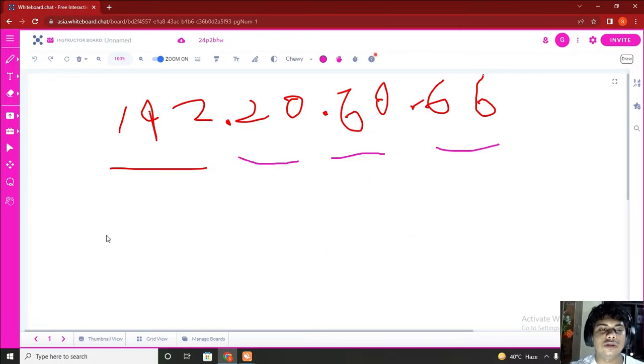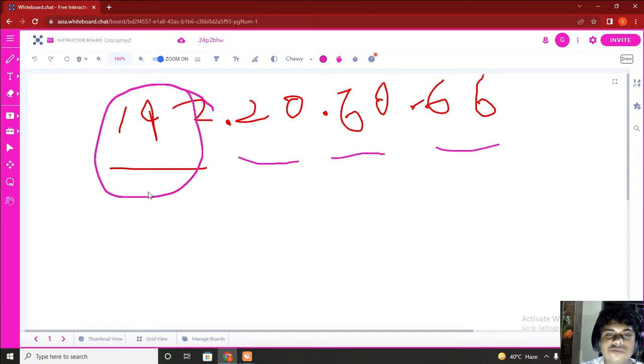If I give you a question, in which class does this IP address fall, you have to identify it. How can you identify? You can identify it just by seeing the first octet. So you have to identify, this is 192. So 192 stands between which category, which class?